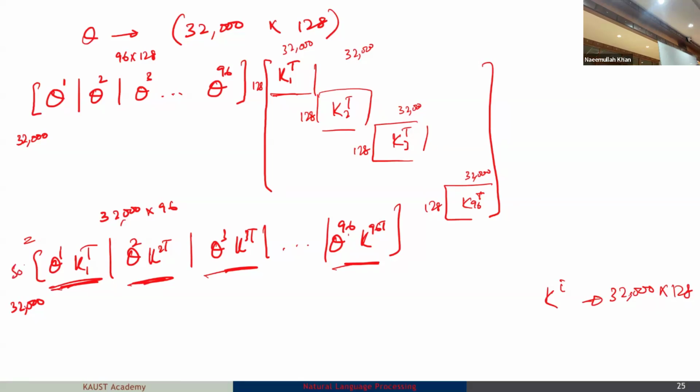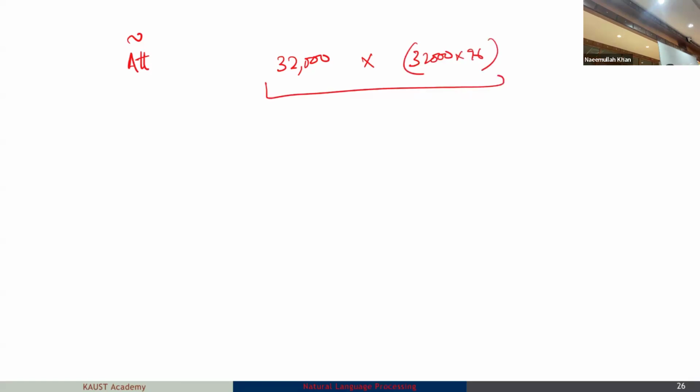So I'll take the softmax of it and I'll call it attention tilde. Of course, I have this normalization with D, but I'll keep it on the side. So you have attention tilde, which is 32,000 times 32,000 times 96. You have the attention score for each of the attention heads. Now you have to multiply it with the V matrix. Again, think diagonal matrices.